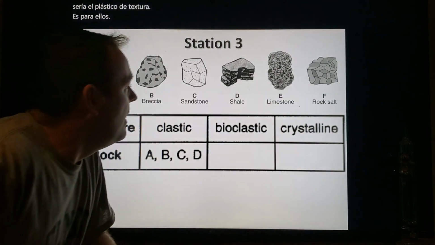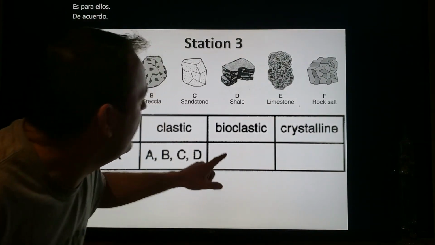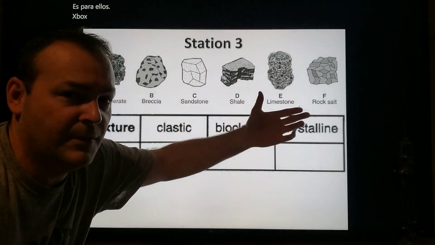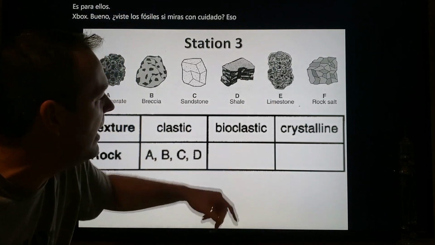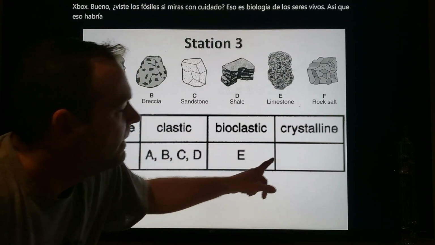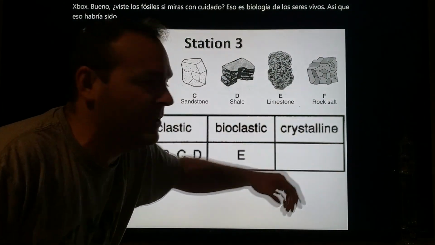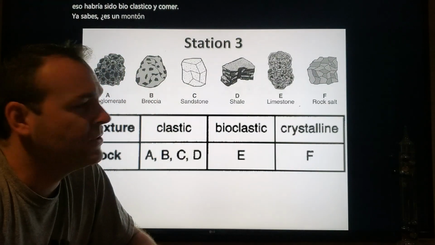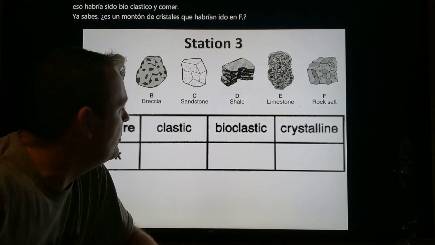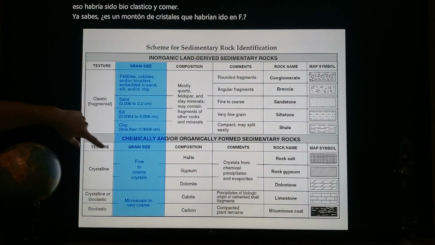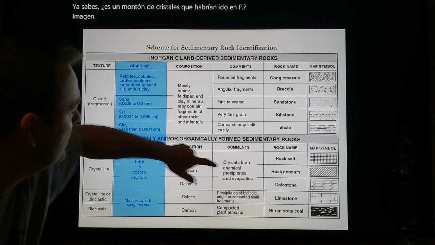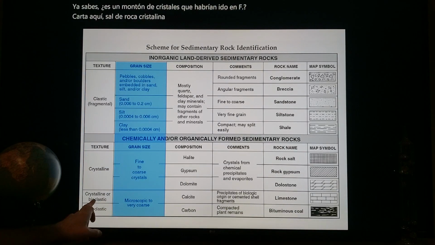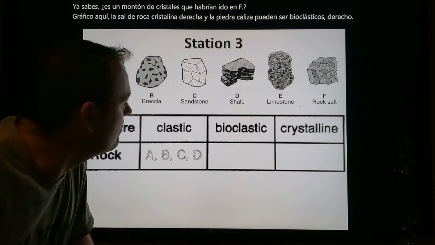Okay. And then the next box, well, if you see the fossils, if you look carefully, that's living things, biology, so that would have been bioclastic in E. And, of course, odd man out there, rock salt, you know, is a bunch of crystals, that would have gone in F as a crystalline texture. And you can double check that on your chart here, right? Crystalline rock salt and limestone can be bioclastic right there.